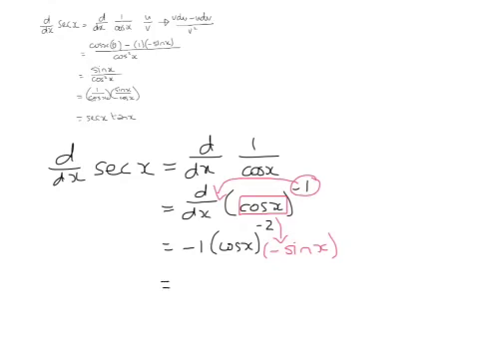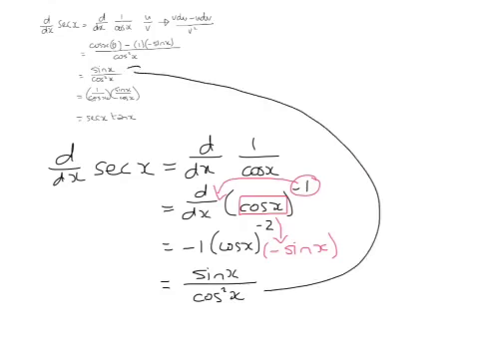So what we get is the minus and the minus cancel, and we've got a sine x, and on the bottom we've got cos x squared because of the power of minus 2, and then we're back up to this step here, and then we can split it into 2 fractions and get sec tan. So there's 2 different ways of doing it: quotient rule or chain rule.